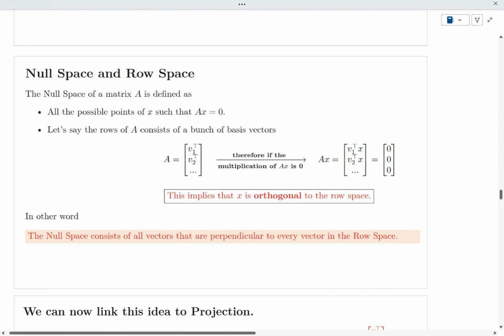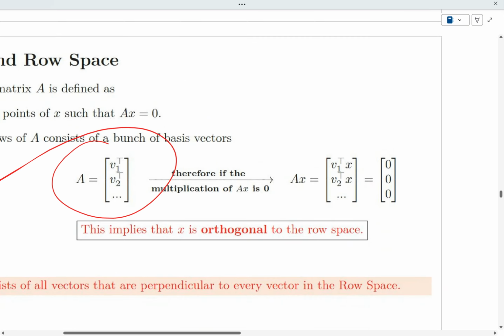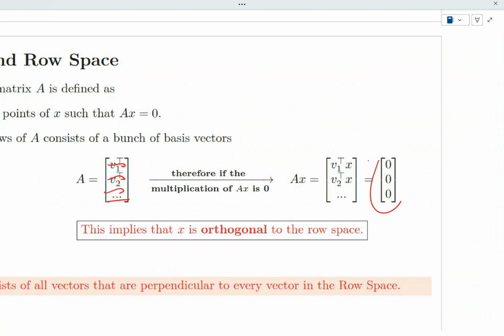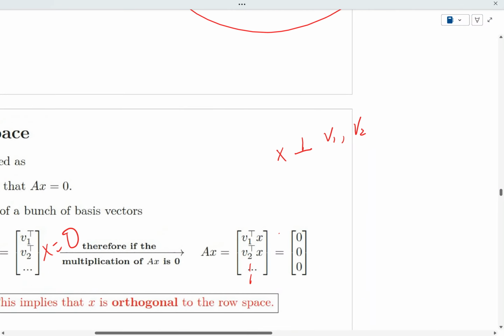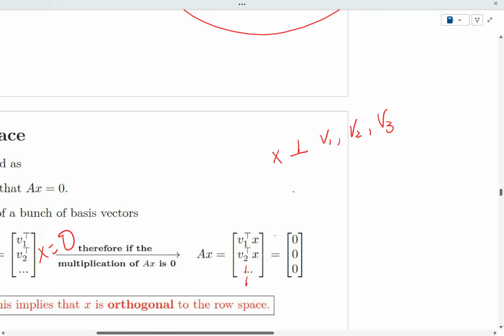Okay. Now, another interesting thing is, let's say we have this matrix. If we interpret the matrix as stacks of vectors this way, and we got a zero if we multiply by x, that's the definition. What does that mean? It means that x dot product with the first vector is zero, x dot product with the second is zero, and so on and so forth. This means that x must be orthogonal to every single vector. Remember, when you have orthogonal vectors and you do a dot product, you get zero.